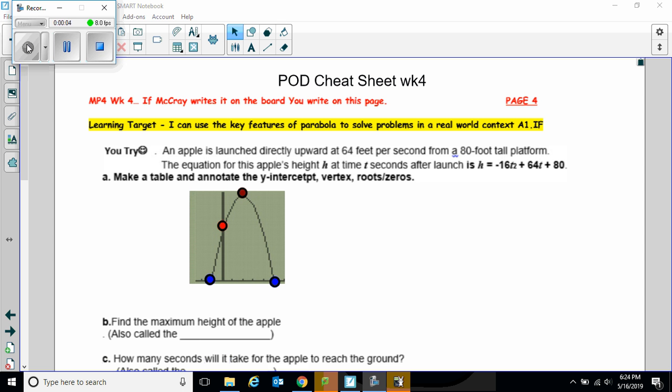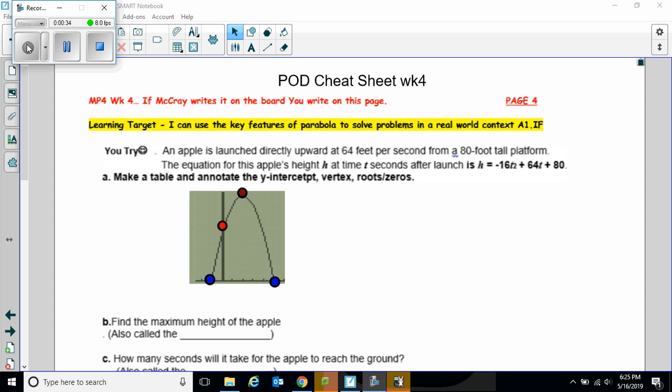This is the problem of the day cheat sheet for week number 4, page number 4. And our problem reads as follows. An apple is launched directly skyward, or upward, at 64 feet per second from an 80-foot platform. The equation of this apple can be modeled with the function below.